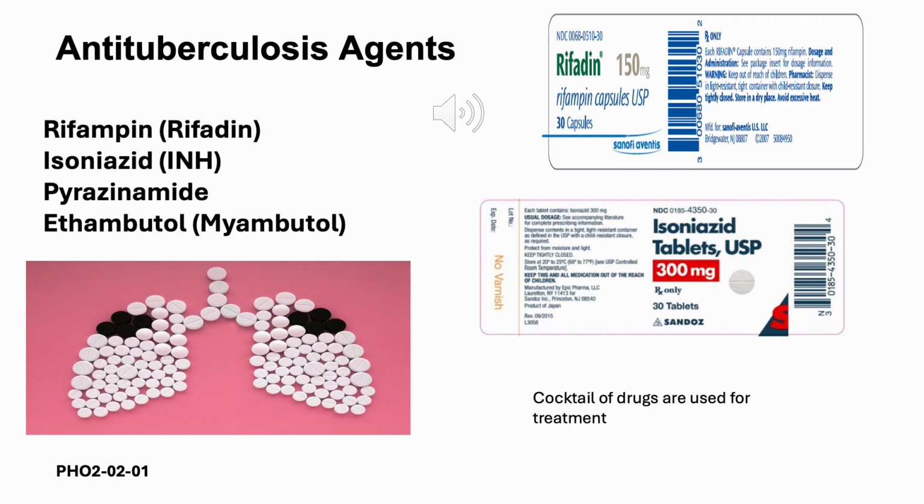INH, isoniazid, is used to treat tuberculosis. It causes side effects of peripheral neuropathy and has caused hepatitis as well. Tuberculosis drug-resistant organisms, clients who have no response to therapy, or clients who have been treated in the past.